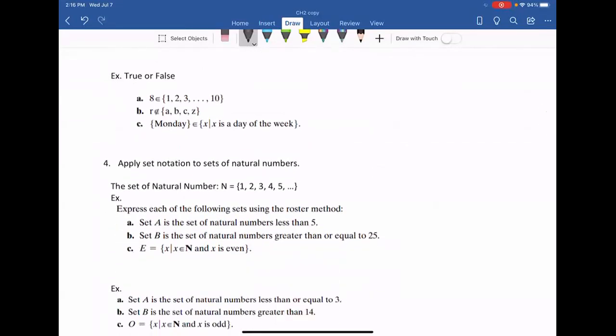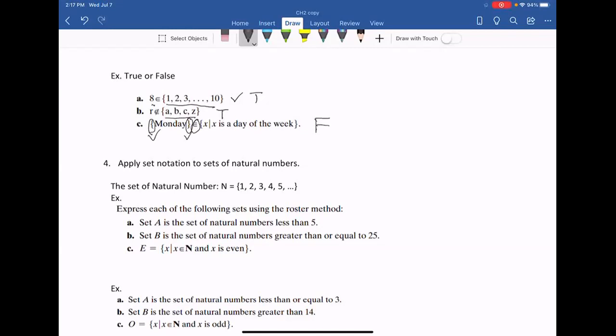Next example, true or false? 8 is in 1, 2, 3, 4 to 10. Yes, this is true. R is not an element of A, B, C, Z. This is true because you can't find Z in the sets. Next one, you see the braces and the element of sign. This sign set means you can't have these two parts. That means wrong. That's false.